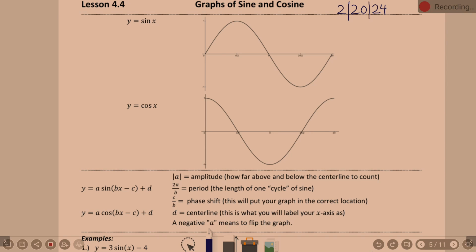But we're going to learn how we graph sine and cosine by hand. What do they look like? And then what do different values do to the equations? Now, some preliminary stuff. I'm going to spend today and tomorrow going through sine and cosine information.